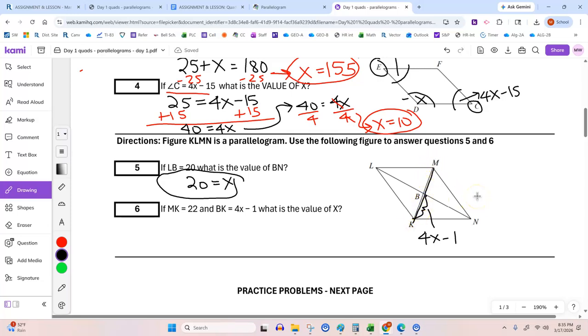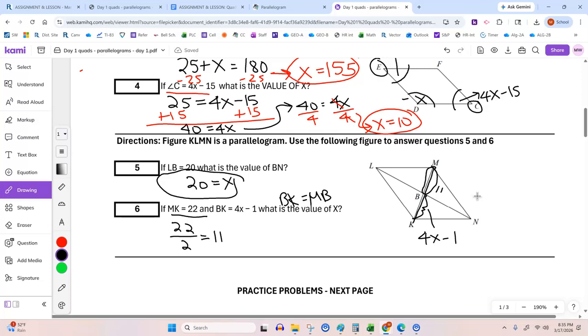This right here, BK, equals MB. BK equals MB. So that means that, but they're telling us MK. Well, if MK is the whole thing, then we want to get this part right here. That's 1/2 of it. So I'm going to go 22 divided by 2. That's equal to 11. Okay, what is 11? Well, 11 is half of it, right? 11 is right there for MB, but we want BK, right?